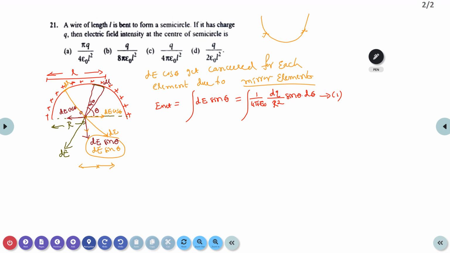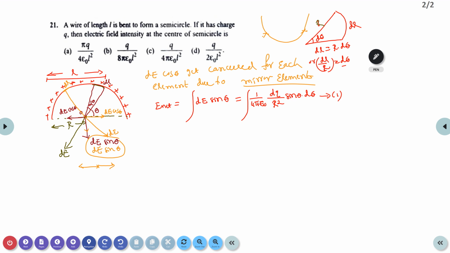Another thing you remember, students, here in the geometry we know that this length is dl, this is r, and this is d theta. In mathematics we know that dl equals r into d theta, or else dl by r equals d theta. This we know.